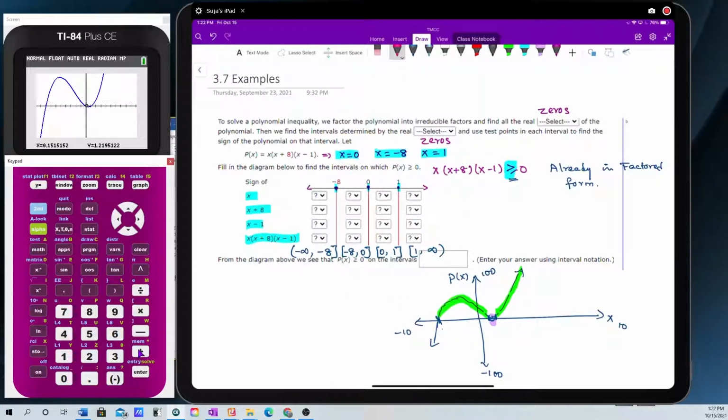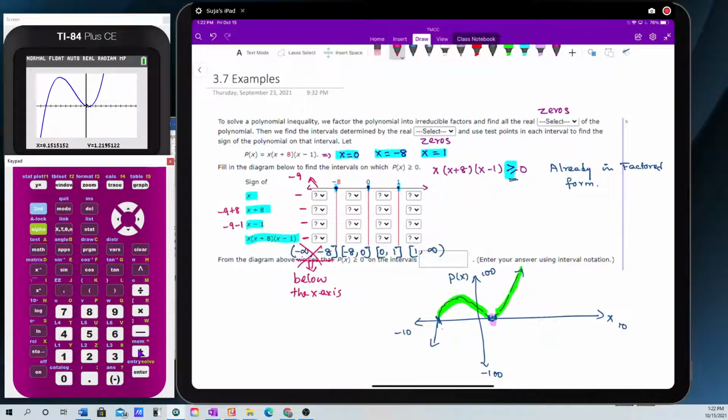If I pick a test point of say -9 in this region, it's a negative number. So I know automatically my x will be a negative number. If I put -9 plus 8, it's going to be a negative number. If I put -9 minus 1, this is going to be a negative number. So since I have 3 negatives, when I multiply all 3, I'm going to have another negative. So this is telling me from -infinity to -8, in this interval, the graph is below the x-axis. Which means I don't need that in the answer for this part of the question.